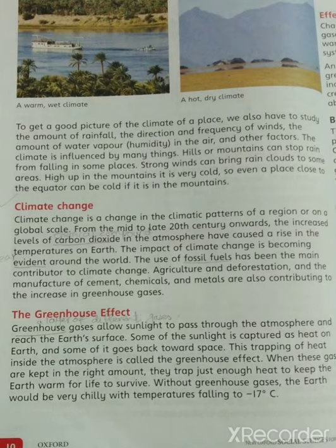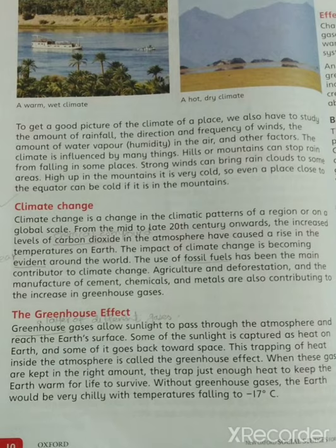What is carbon dioxide? Carbon dioxide is a chemical compound which causes a rise in the temperature on Earth. The impact of climate change is becoming evident around the world. Evident means clear. The use of fossil fuels has been the main contributor to climate change. Now, what are fossil fuels? Fossil fuels are fuels that are formed by natural processes. And what is fuel? Fuel is an energy source.